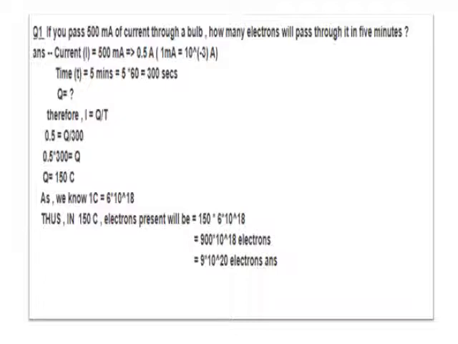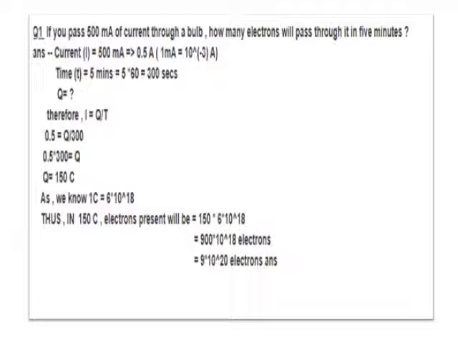So what are the physical quantities given in this problem? Current, which is denoted by the letter I. So 500 milliamperes. Convert it into amperes. So divide by 1000. So you will get 0.5 amperes. Then time is given as 5 minutes. So change it into seconds, multiply it by 60. So 5 into 60, you get 300 seconds.